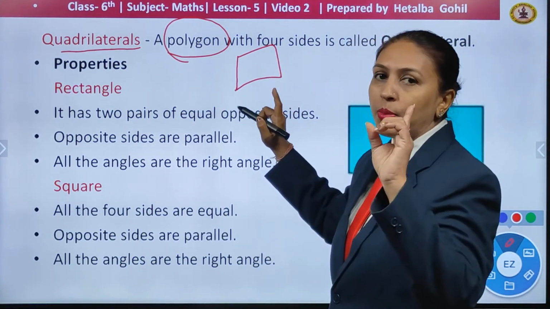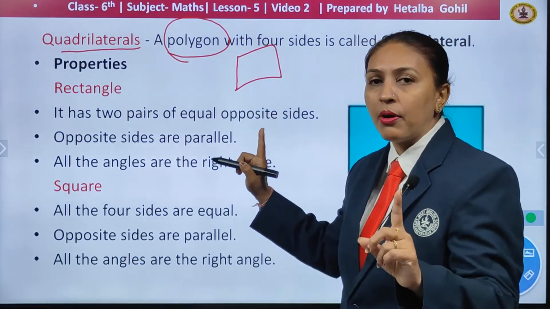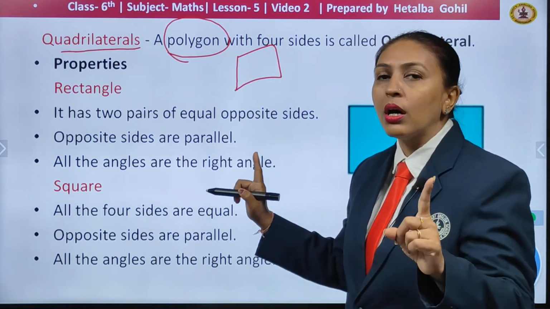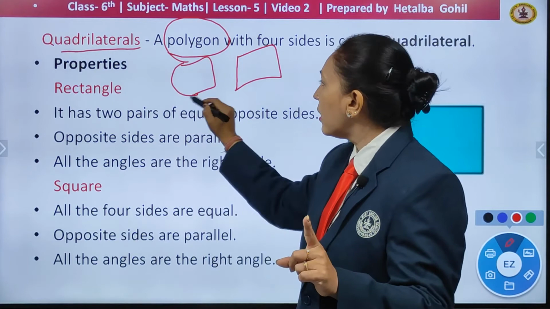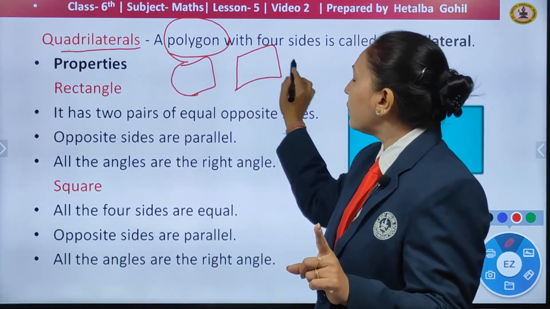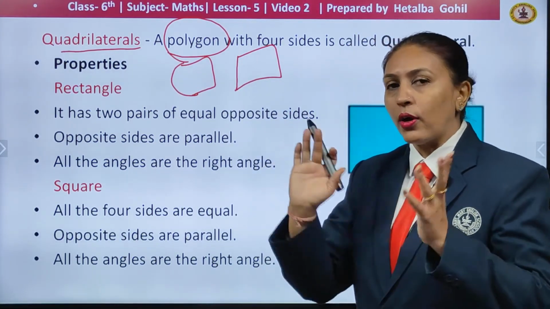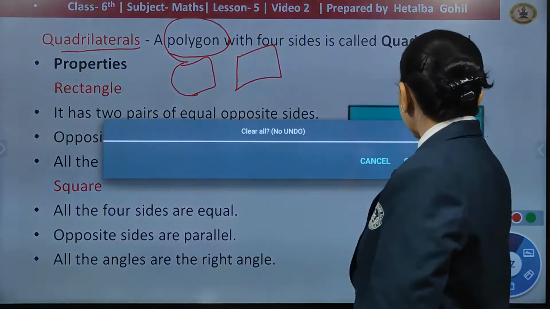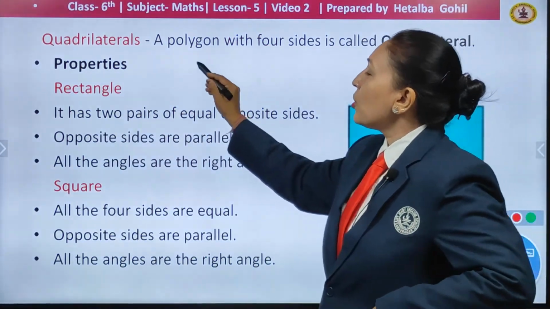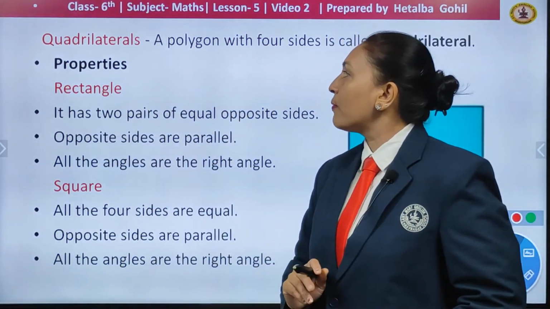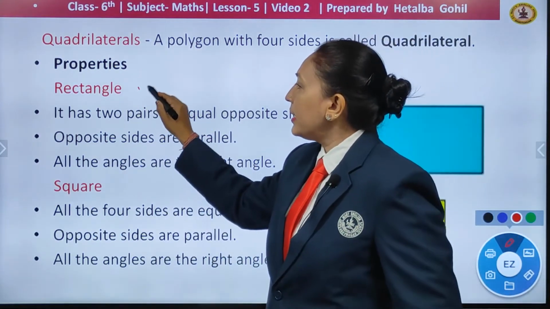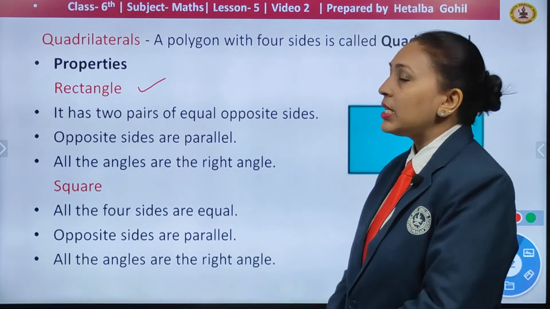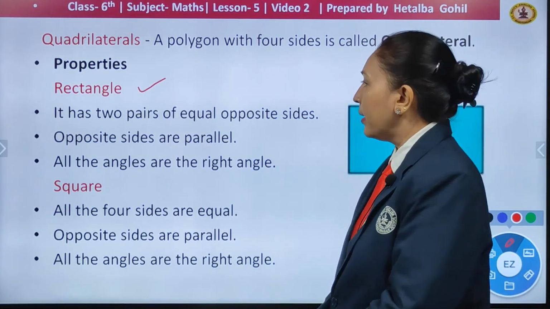First thing, it has to be a polygon. That means it has to be made up of only line segments, no curves. It cannot be like this. No curves, line segments only, with four sides: a figure we call a quadrilateral. So you have different types of quadrilaterals also. First let us learn about the rectangle, which is also a quadrilateral.